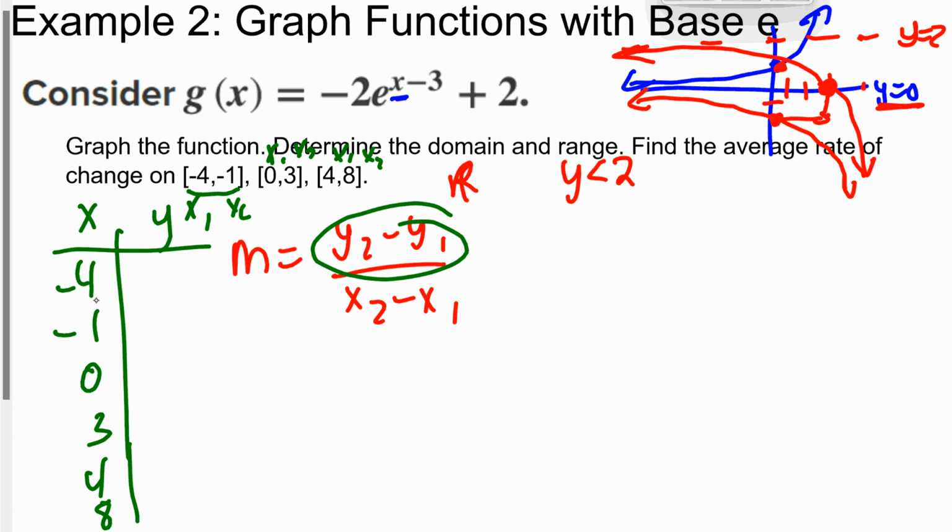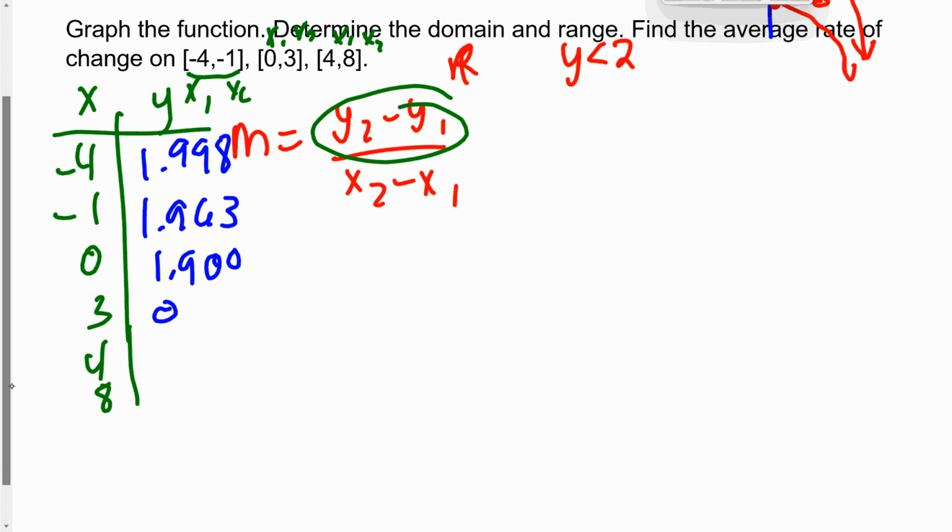Looking at my table, at -4 I get approximately 1.998. Plug in -1, I get approximately 1.963. Plug in 0, and I get 1.9. And then plugging in 3, we get 0, because anything raised to 0 is 1. 1 times -2 is -2. -2 plus 2 is 0. But I would probably want to just graph it and then look at my table. That'd probably be the fastest way to do it.